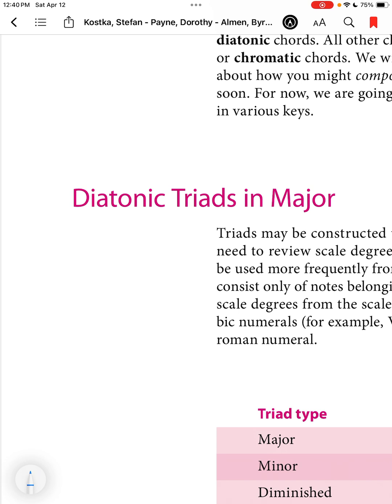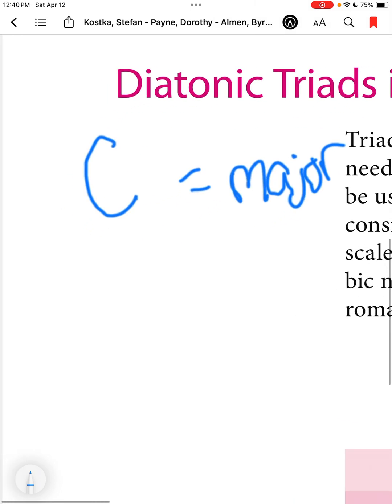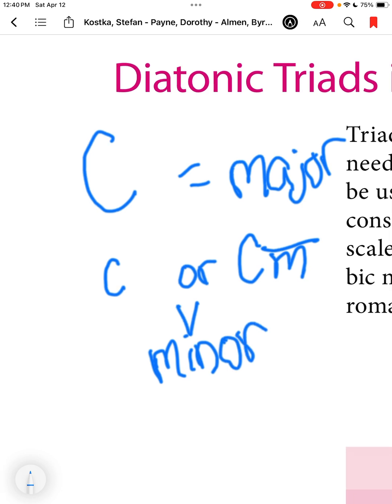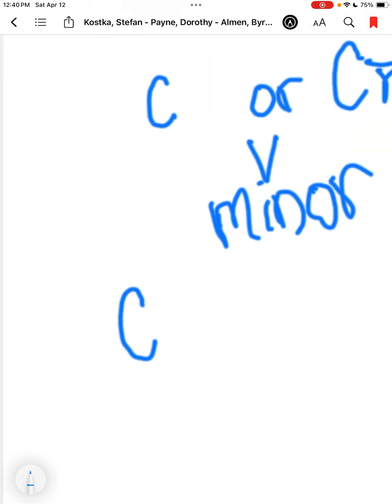So, I'm going to take example C. C, if it's like this, knowing the fact, major. If it is like this, lowercase, or C with this, we know that's minor. If it's like this, you have a capital and you have a plus, it's augmented.